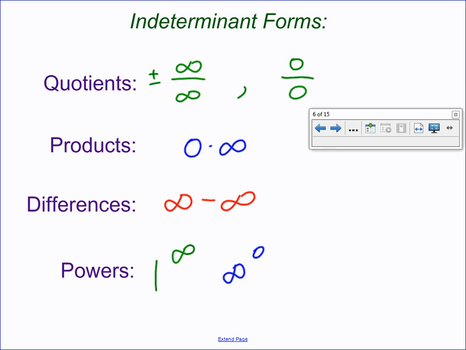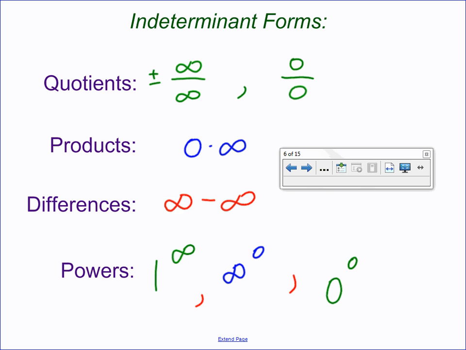And lastly, finally, 0 to 0. 0 to the 0 is indeterminate. My base is trying to bring the overall value of this power to 0. My exponent is trying to bring the overall value of my power towards 1. And so again, we've got a battle. We don't know who wins or not.